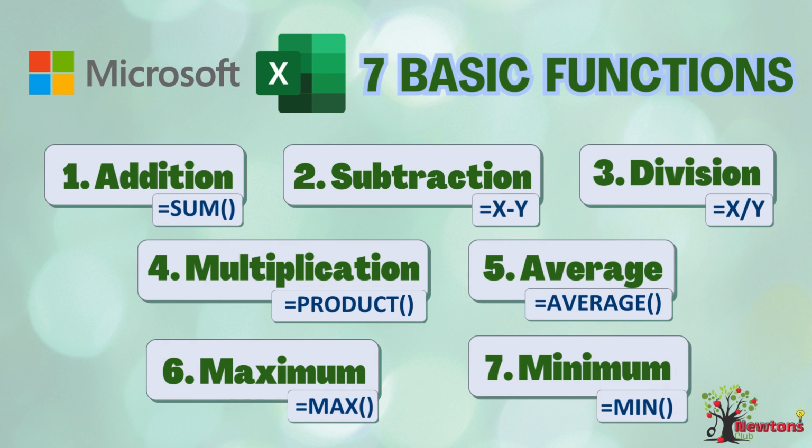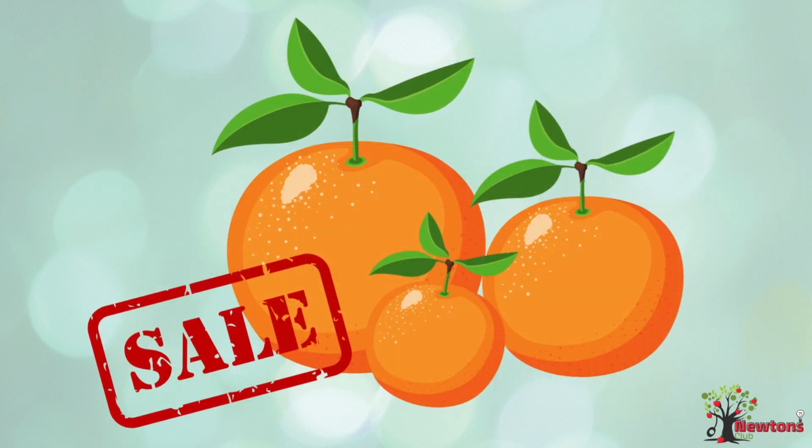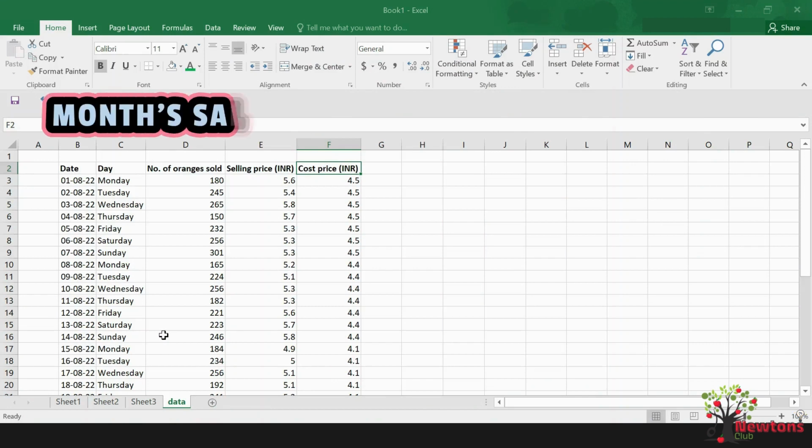Let us take you through a business example. A business which sells oranges. We'll use some imaginary plotted data of this business and explain the 7 functions. Let's get started. This is the monthly sales data of this business.